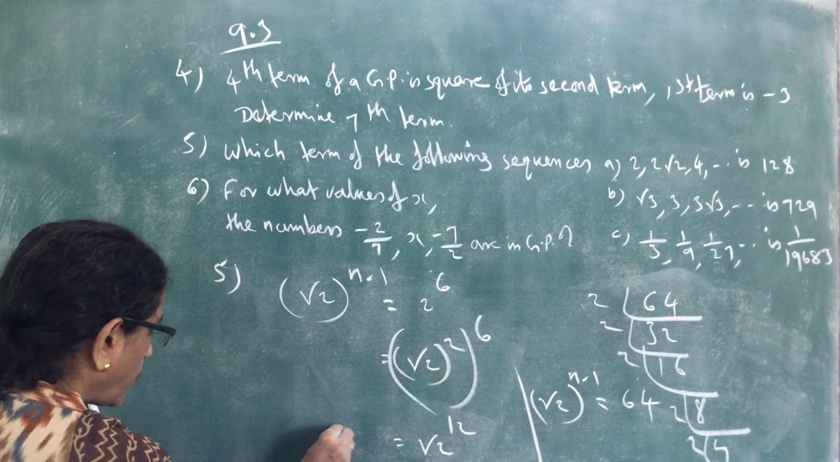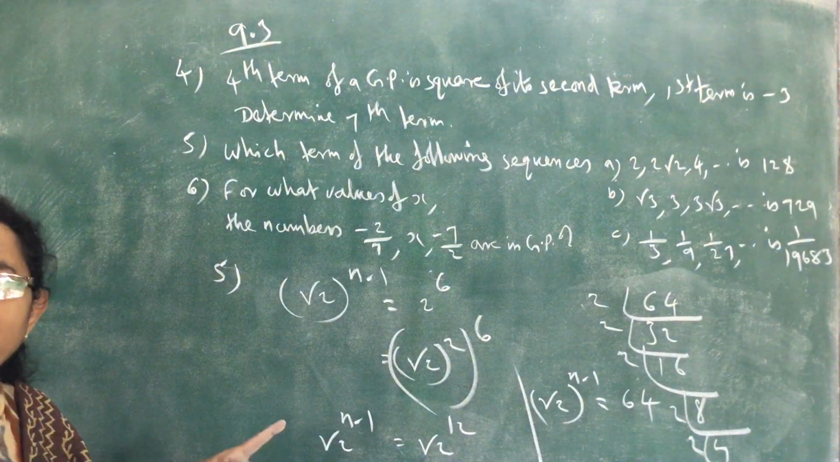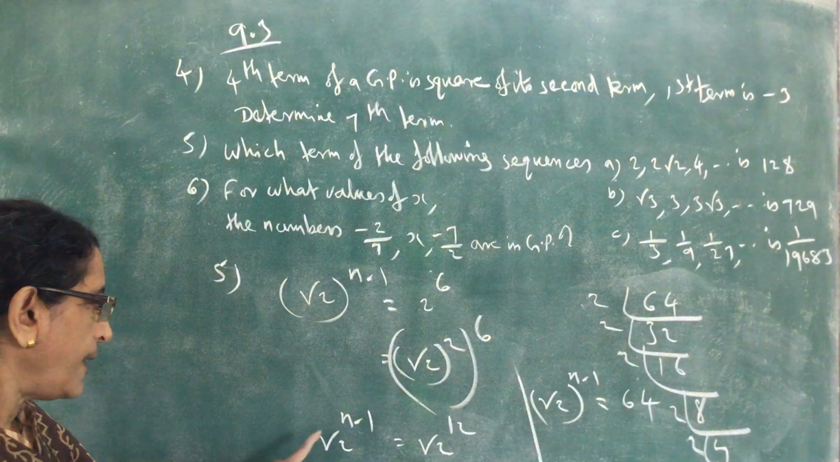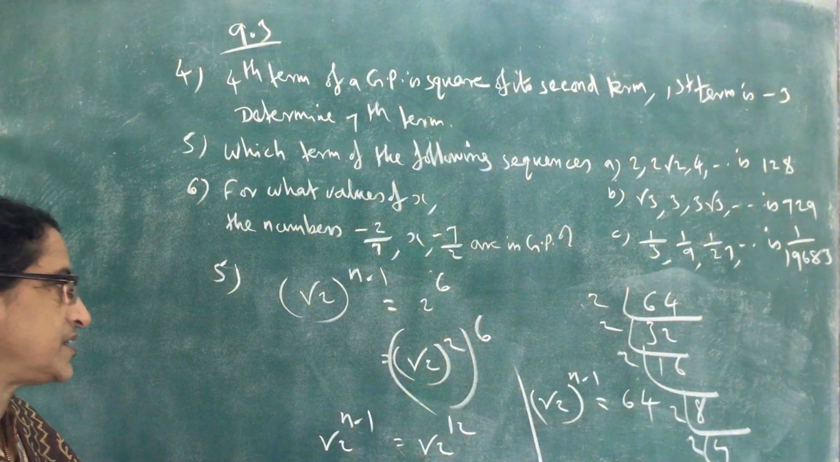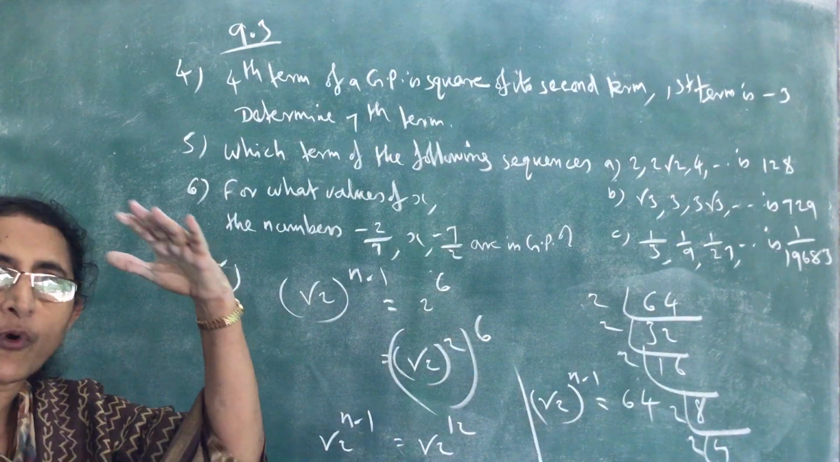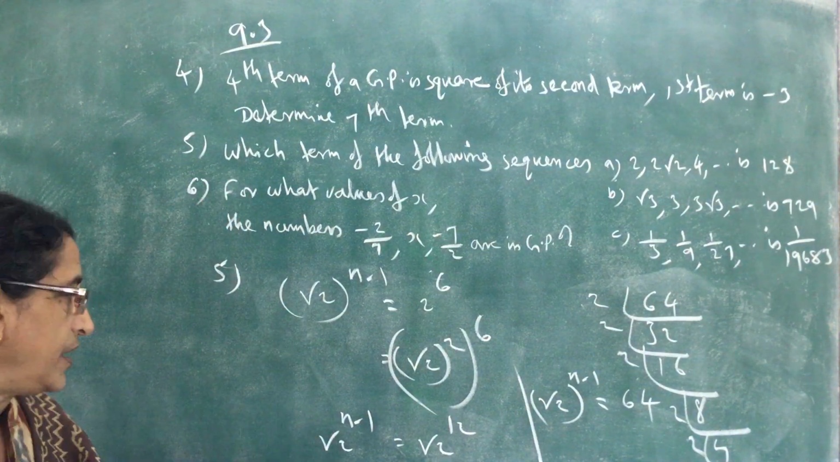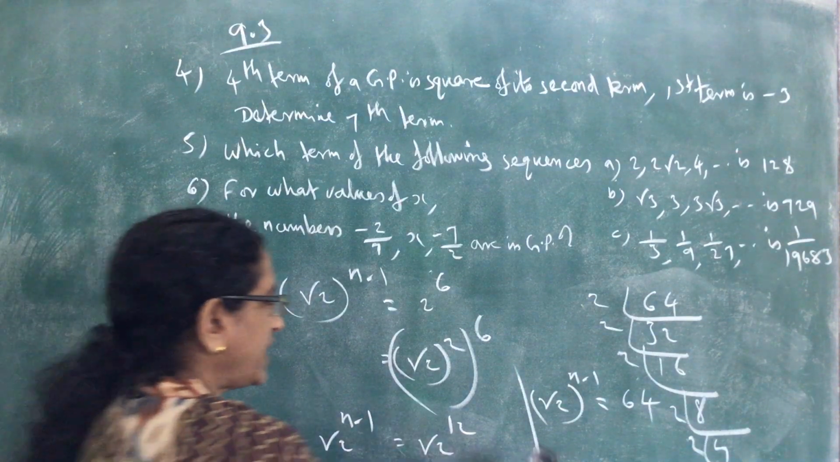So here we got root 2 raised to n minus 1. Here the bases are equal. Then only we can equate the powers. So root 2 same, bases are equal. Therefore n minus 1 equal to 12. So n equal to 13. Like that we can find. So write both numbers on both sides as a power of the same number. So here root 2 raised to n minus 1, here root 2 raised to 12. So n minus 1 equal to 12.